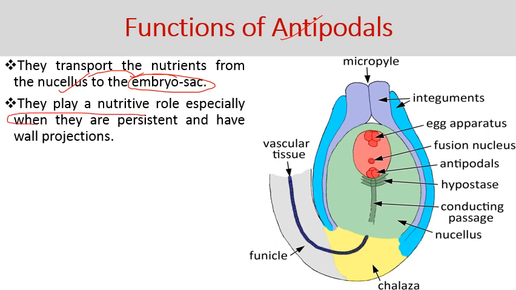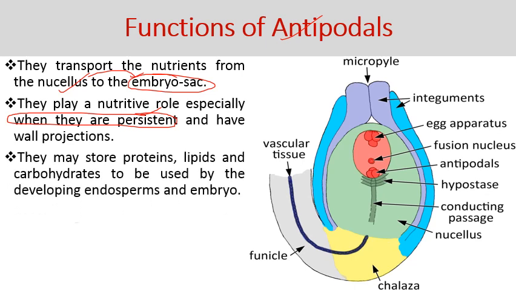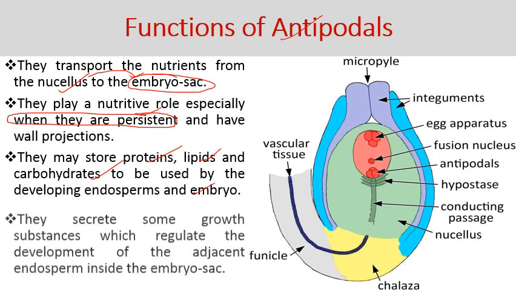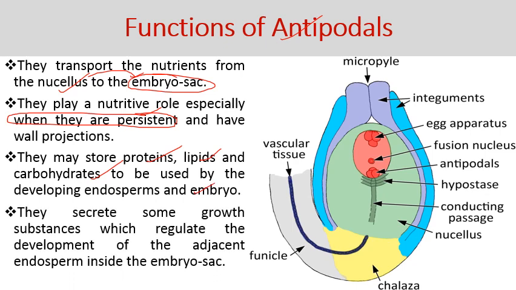Then they play a nutritive role, especially when they are persistent. When they are persistent, meaning they stay after fertilization, they provide nutrition to the developing embryo. They may store proteins, lipids, and carbohydrates to be used by the developing endosperm and embryo. Then they secrete some growth substances which regulate the development of the adjacent endosperm inside the embryo sac. So these are some important functions performed by antipodals.